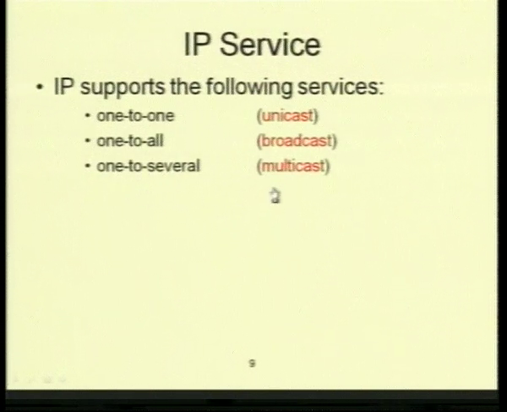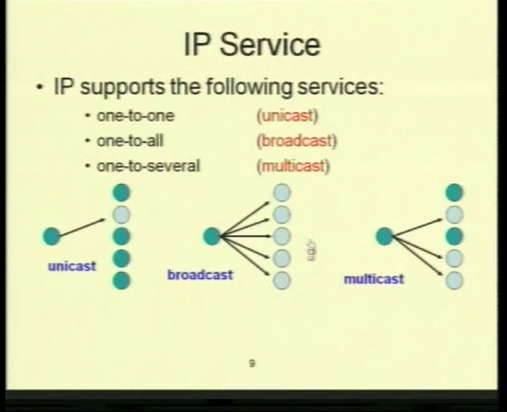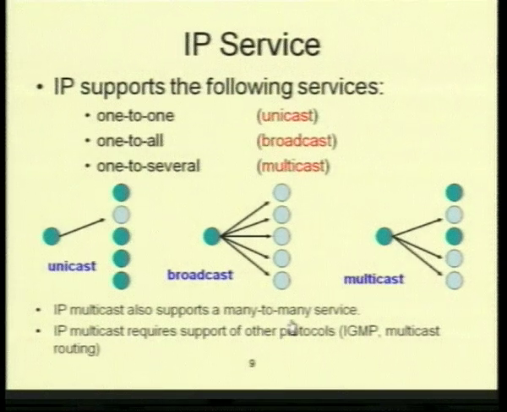Coming to the IP service, it provides 3 different types of service: unicast, broadcast and multicast. Unicast we know is a one-to-one service, broadcast is one-to-all, multicast is one-to-several, one-to-many. So, unicast is something like this, broadcast goes to all of them, multicast goes to just a particular group. IP multicast also supports a many-to-many service. Of course, it uses the support of other protocols for doing this, such as the IGMP protocol or the multicast routing protocol, which are used for the multicast operation, but otherwise it supports unicast, broadcast and multicast.